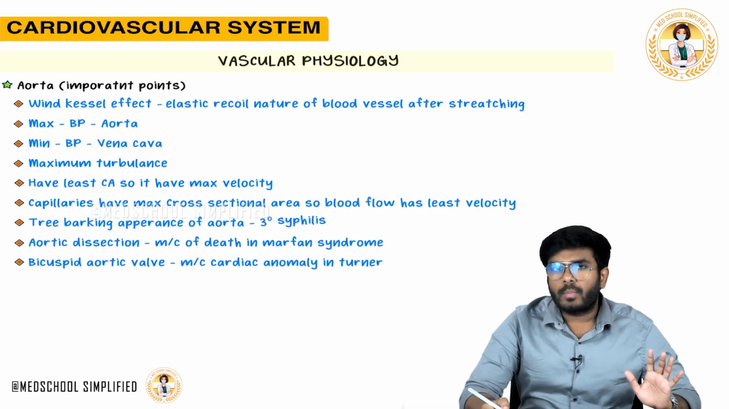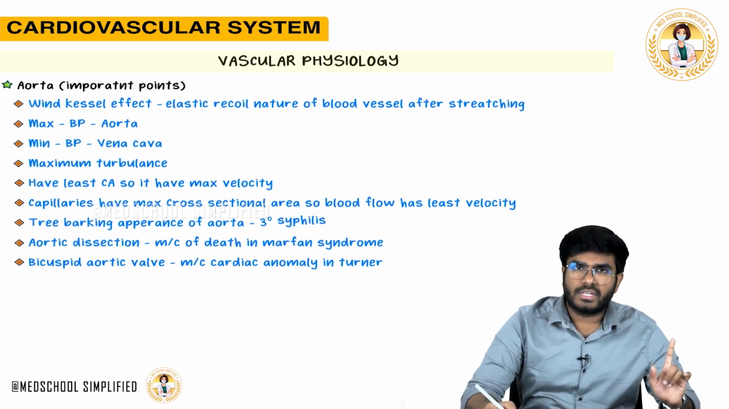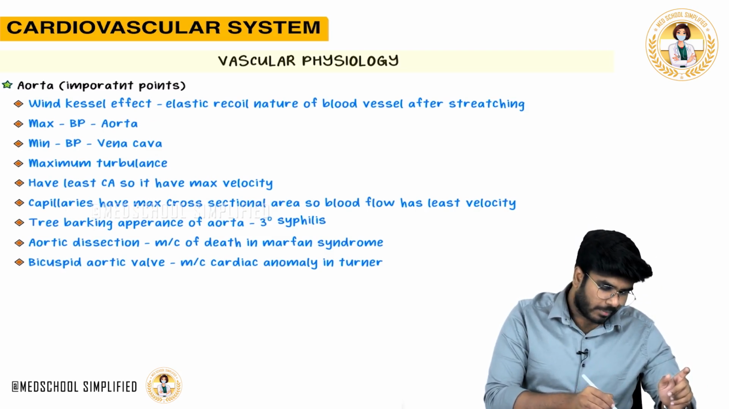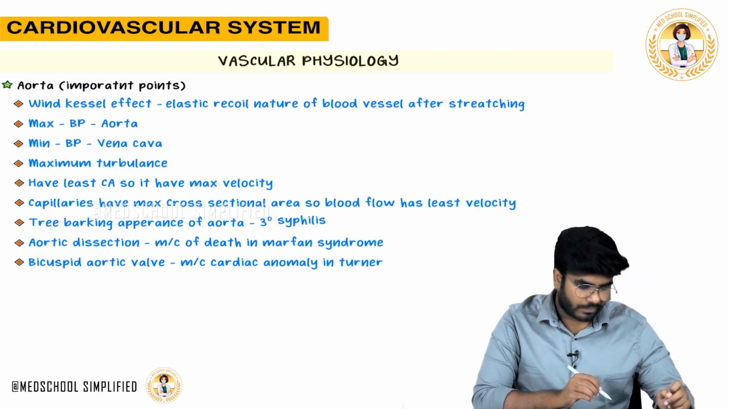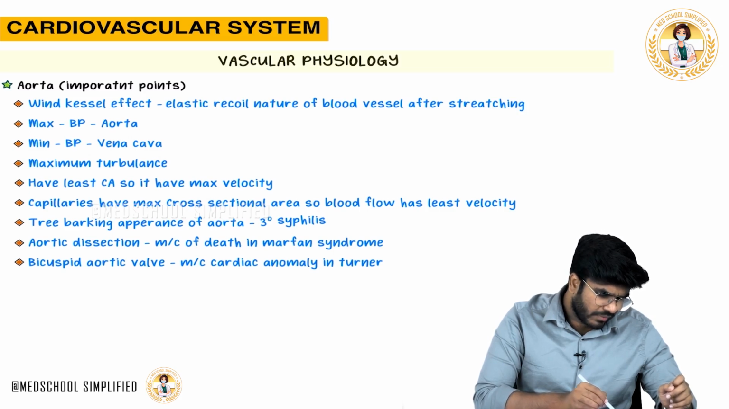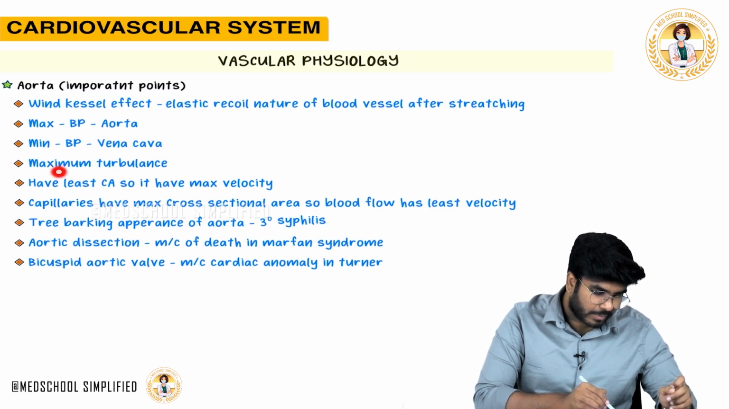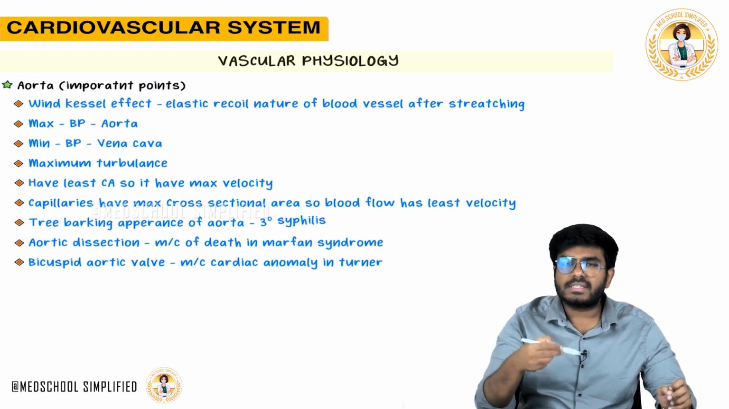So whenever you have a proper blood pressure, then only you will have the blood in circulation. Now, maximum BP is seen with the aorta, minimum BP is seen in the vena cava. Next, where do you have the maximum turbulence of the blood? In the aorta you have the maximum turbulence of the blood.